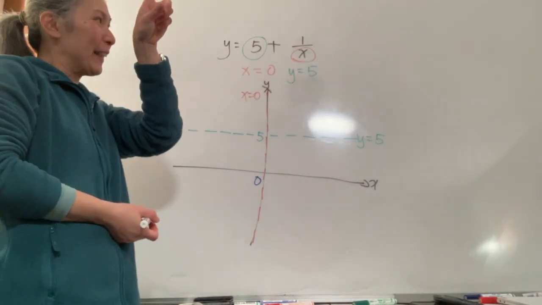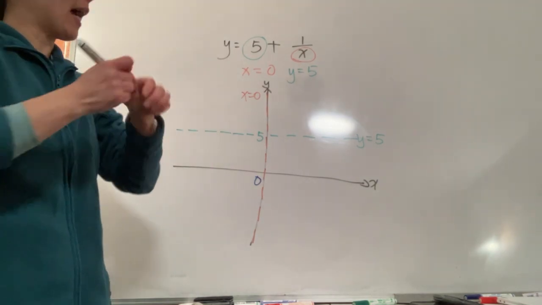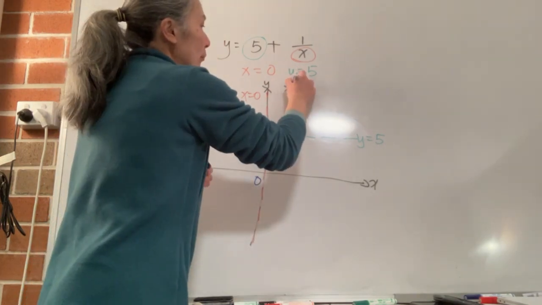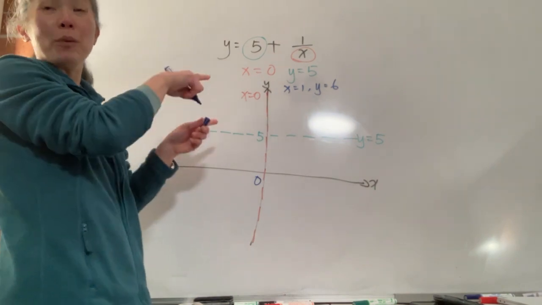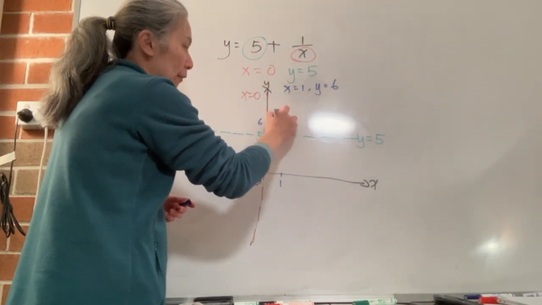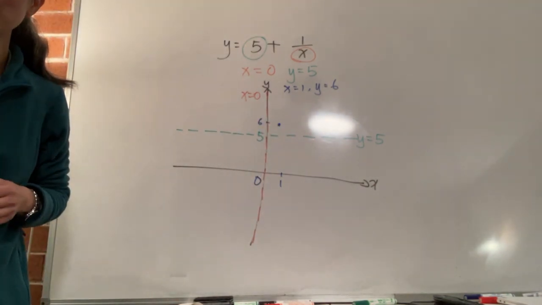I'm going to put x equal to 1, your y equal to 6. So that means, let's write it out: x equal to 1, your y will equal to 5 plus 1, which is 6. So I'm going to plot that point, 1 and 6, maybe right in here. This is my point. So now do you think you can sketch the graph?